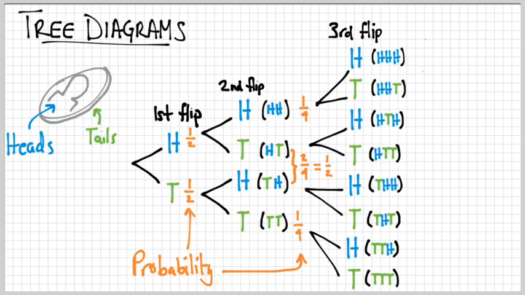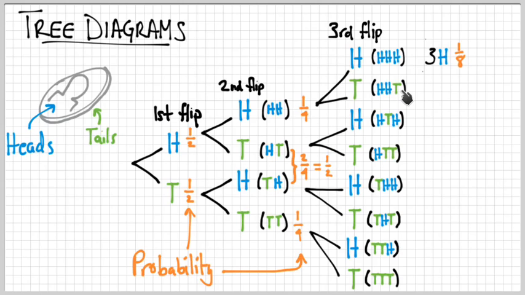What we can do with this is then say, okay, what is the probability of getting 3 heads? How many ways are there of getting 3 heads? Well, there's only one way. Only one of these has all 3 heads. So 1 out of 8: 1, 2, 3, 4, 5, 6, 7, 8. So the probability of getting 3 heads is 1/8.